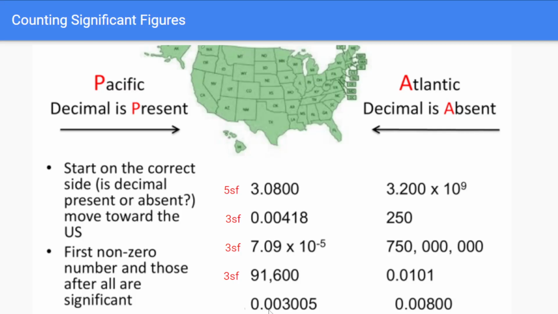Decimal present, skip these zeros, 1, 2, 3, 4. Scientific notation, we only care about the coefficient. Decimal present, we count from left to right, 1, 2, 3, 4. Decimal absent, starting at our first non-zero, 1, 2. Decimal present, 1, 2, 3. Okay, hopefully that helps.